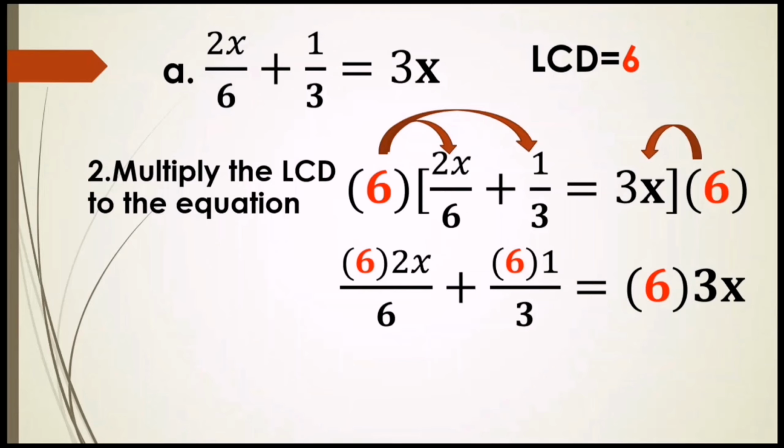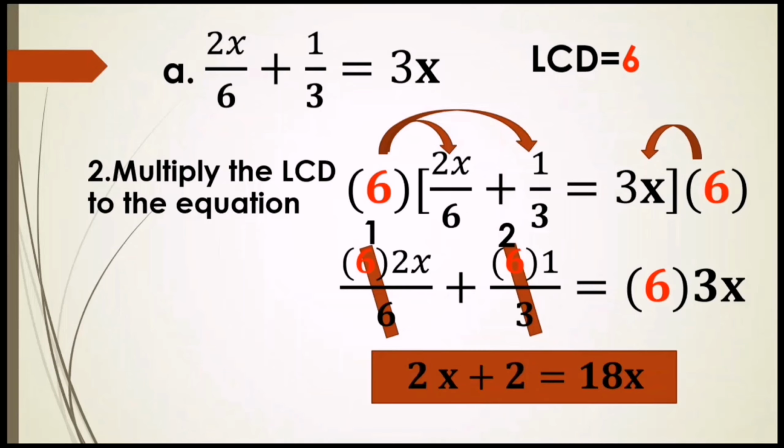As we can see, 6 divided by 6 is equal to 1, and then multiplied by 2x. That's why we have 2x. And then, 6 divided by 3 is equal to 2, so 2 times 1 is equal to 2. And then, 6 times 3x is equal to 18x. Therefore, we have 2x plus 2 is equal to 18x.